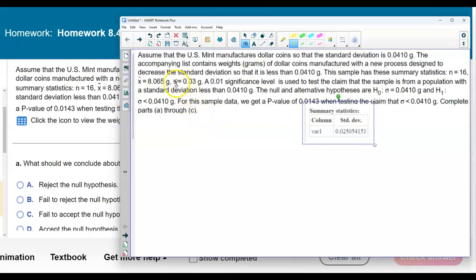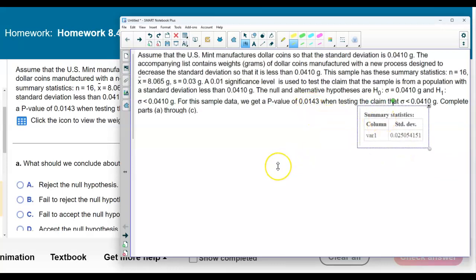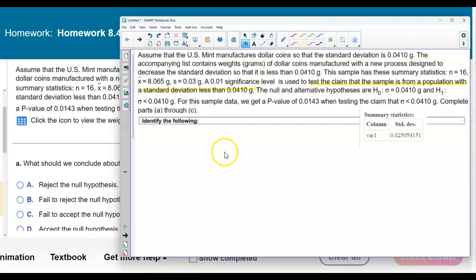Now, if you notice, the sample standard deviation is rounded to 2 decimal places. In this case, it would round to 0.03. But we don't want to round in order to find the proper test statistic to give us the p-value here. So before we move any further, let's take a look at the claim. The claim states the following. We want to test the claim that the sample is from a population with a standard deviation that is less than 0.0410.